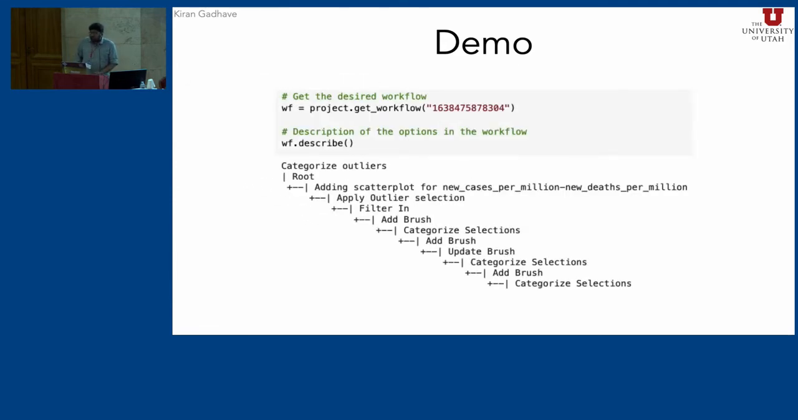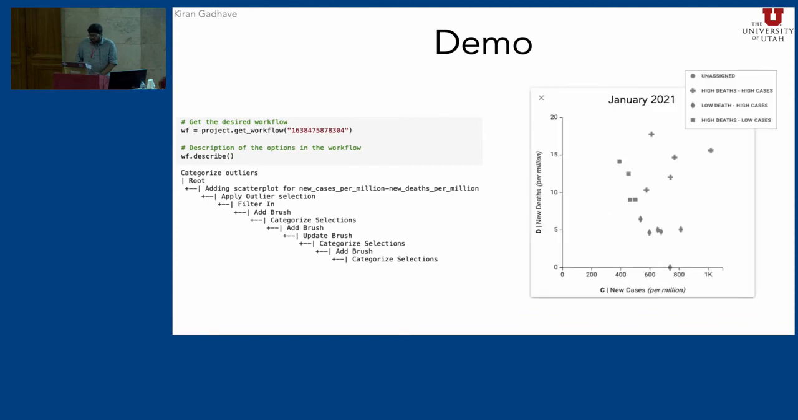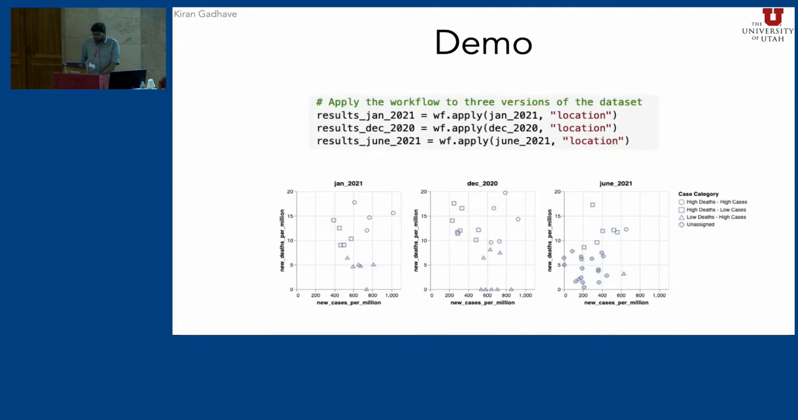We can then, in the Python environment itself, visually look at what the steps in the workflows are before we actually apply it. So for example, here the analyst started by selecting all the outliers in the new deaths versus new cases plot. Then they filtered in these outliers and categorized these outlier countries with respect to the number of deaths and number of cases. Now, at this point, now that they have loaded the workflow, they can choose to apply this workflow in Python to different versions of the COVID dataset.